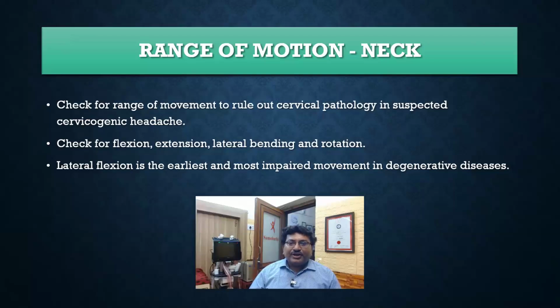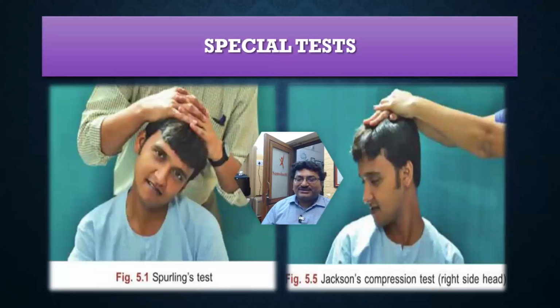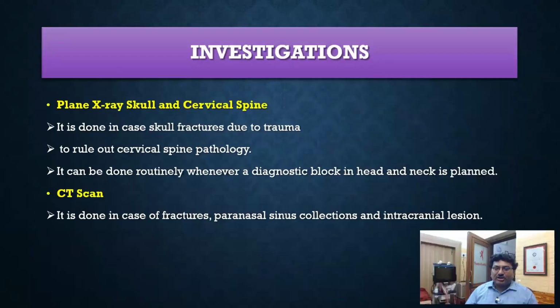Range of motion could be affected in cervicogenic headache, so check for flexion, extension, lateral bending, and rotation. Lateral flexion is the earliest and most important movement affected in degenerative disorders. Basically, in lateral flexion, what happens? The facet of a specific side gets overstretched. Now we have to check the cranial nerve evaluation that we learned in our UG days, and you have to complete it to find out. Special tests, which we have already learned, like the Spurling test and Jackson compression test, could be positive because of radiculopathy.